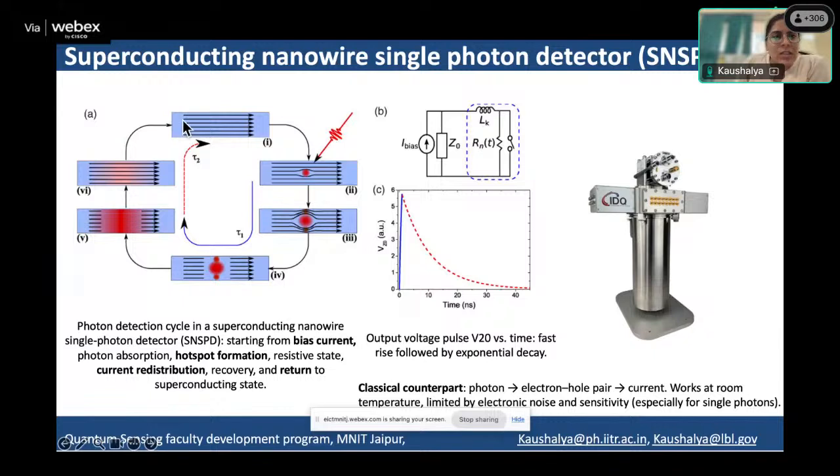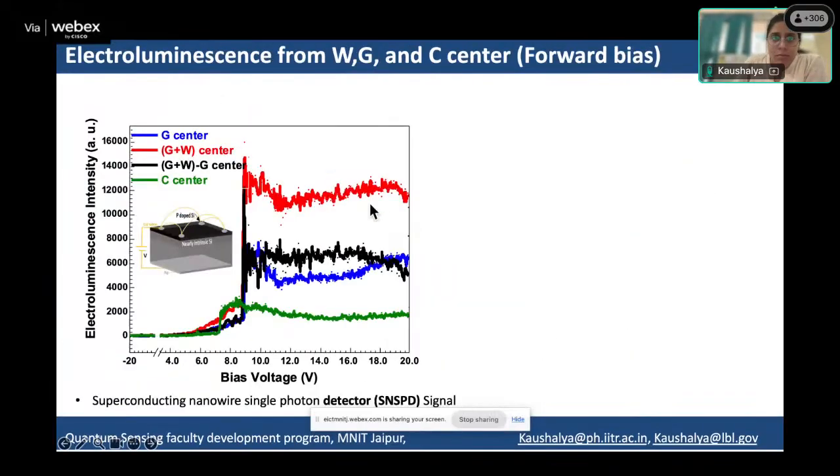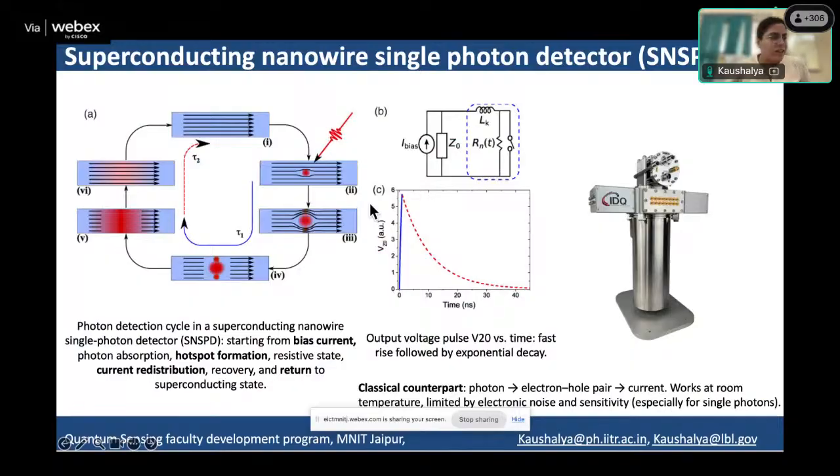What essentially it is, is a superconducting material, meaning the current flows without any resistance. And what you can do is, let me also check the time. Sorry, just give me 1 second.